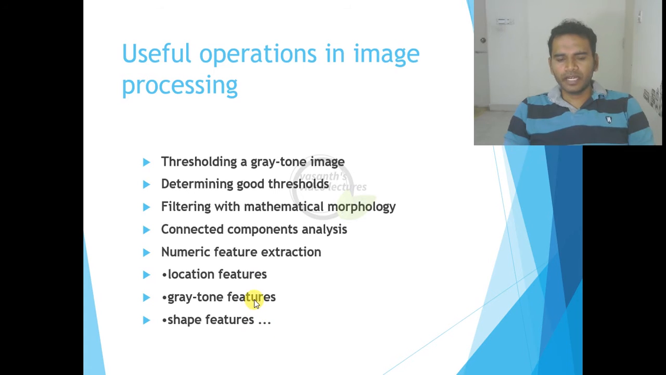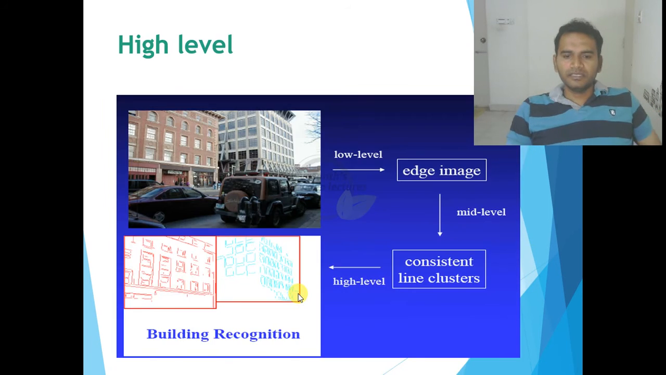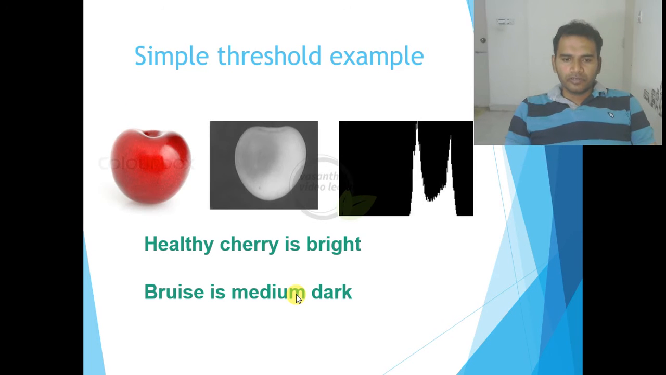And then we have gray tone features. Gray tone features are especially visualized in the case of grayscale images. So one particular intensity region is considered to be a gray tone feature. And then shape features. In this example, the shape feature is also considered. So let us move on to the next slide, which is the best example, which is thresholding.